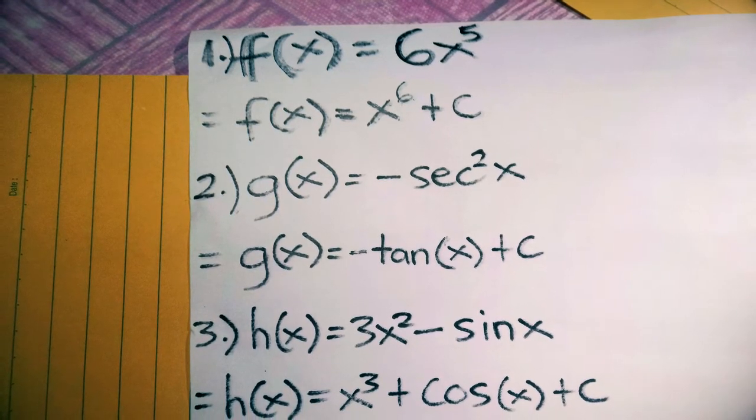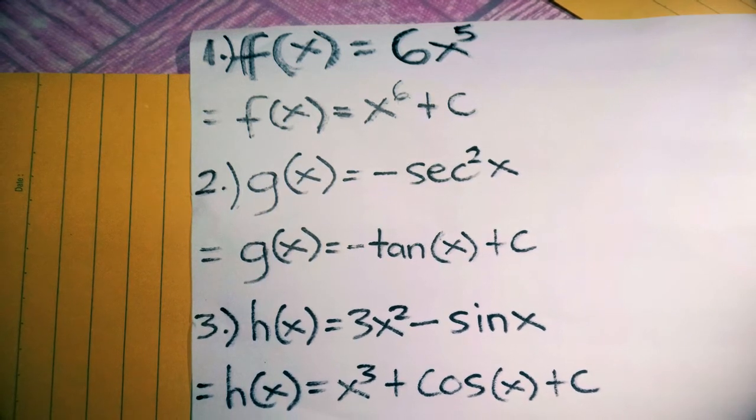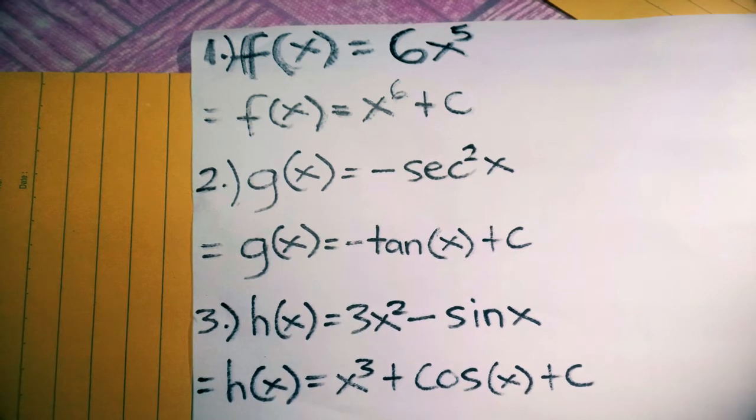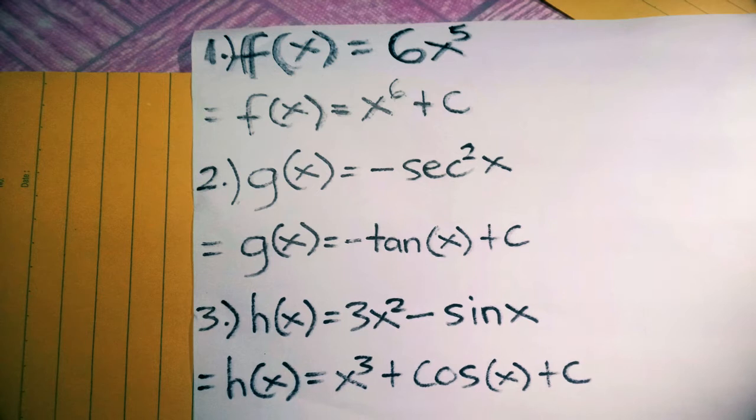Number 3. h of x equals 3x to the power of 2 minus sin x. And the answer would be h of x equals x to the power of 3 plus cos of x plus c.